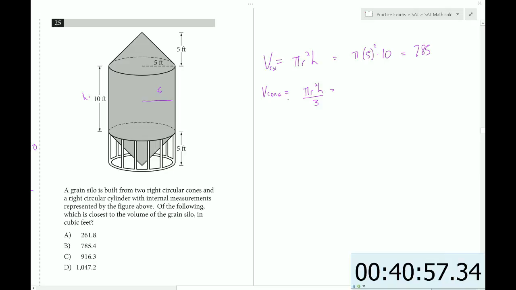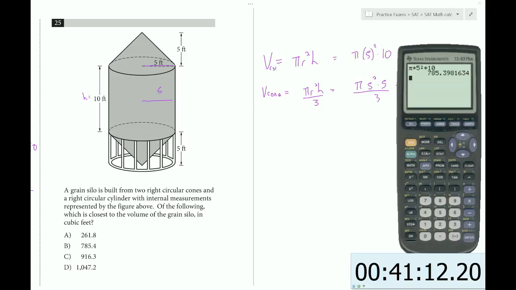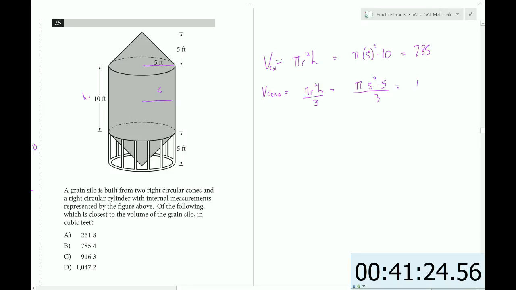Next, we're going to do the volume of the cone. So let's do the topmost cone. The radius would be 5 and the height would be 5. So we do pi times 5 squared times 5 divided by 3. Calculator. So we do pi times 5 squared times 5, and then divide that by 3. And that's going to come to 131. But we have two of these, right, top and bottom, so that would make 262.